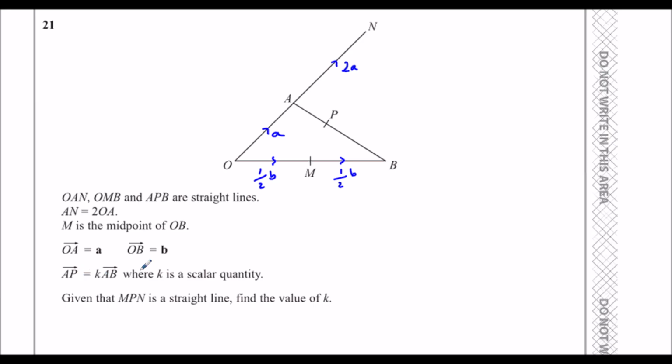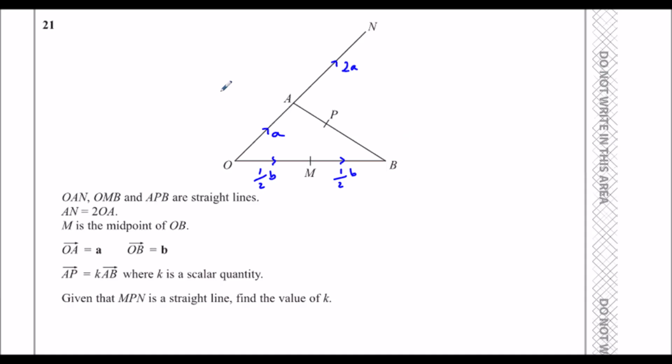A to P is k times A to B. So A to P is a fraction times A to B. That's obvious. Given that MPN is a straight line, MPN is a straight line. Find the value of k.